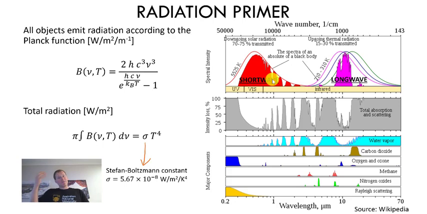It's a little more complicated for the radiation coming down from the atmosphere because that comes from many, many different levels in the atmosphere.